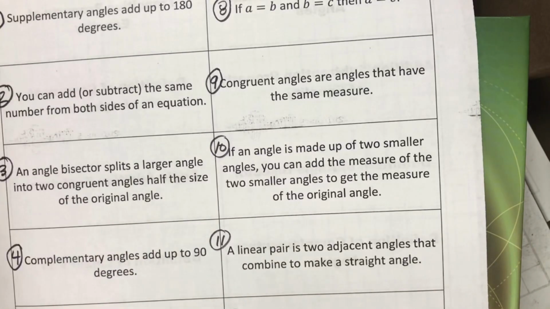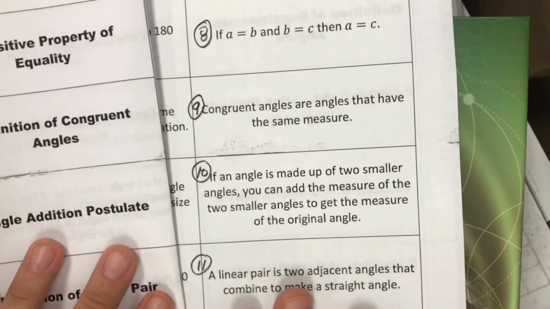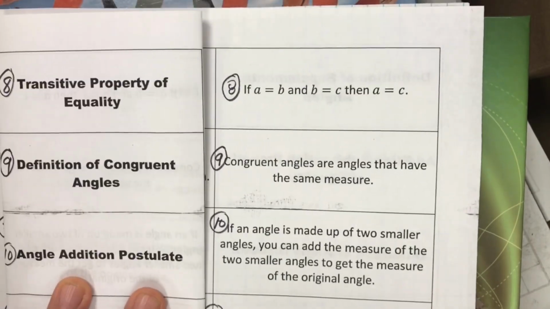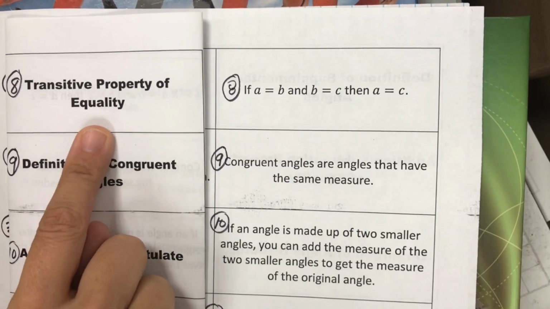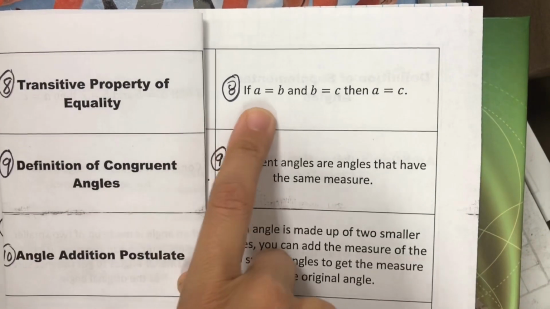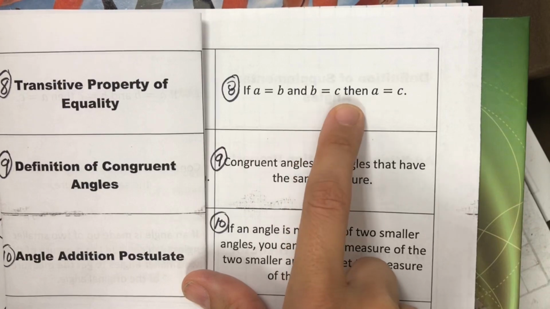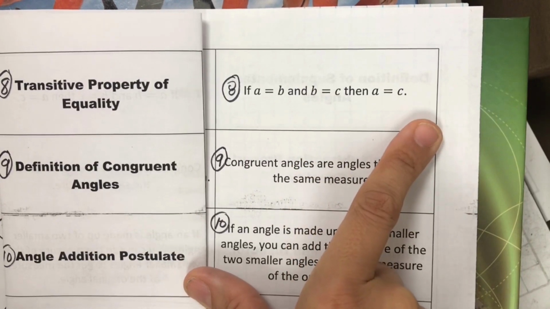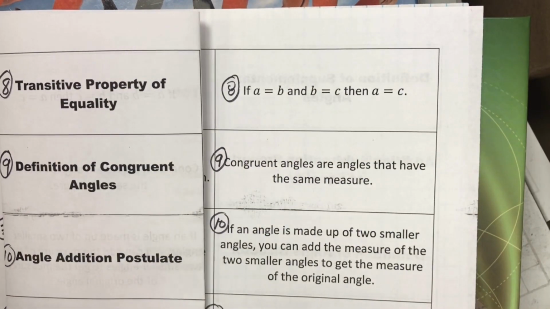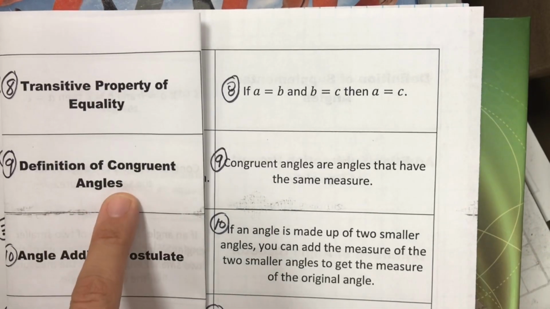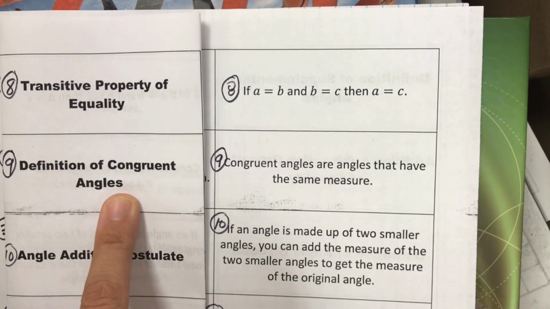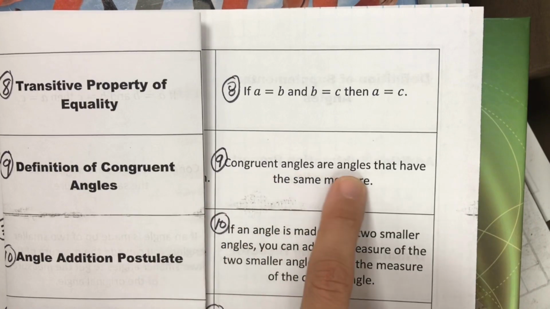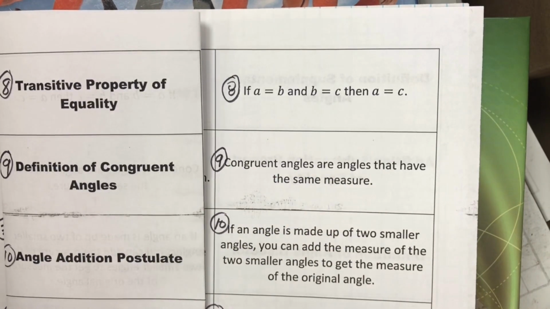Okay. Let me just fold my paper here. So number 8, we were looking for transitive property of equality. That's if A equals B and B equals C, then A is equal to C. That's the transitive property. Definition of congruent angles. Congruent angles mean angles that have the same measure. Equal measure. They're equal to the same thing.